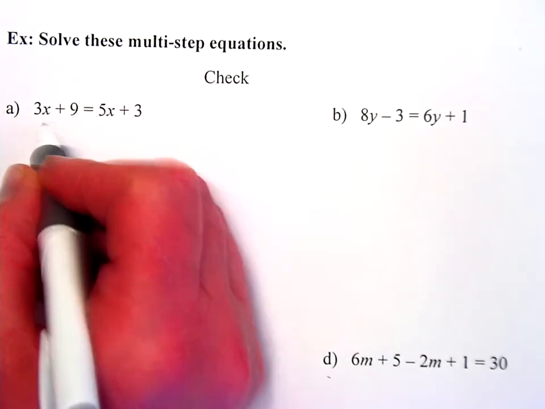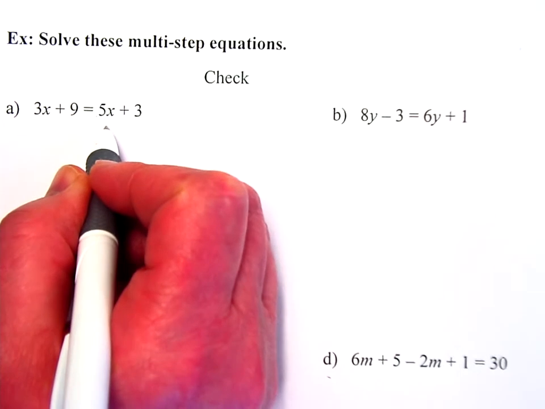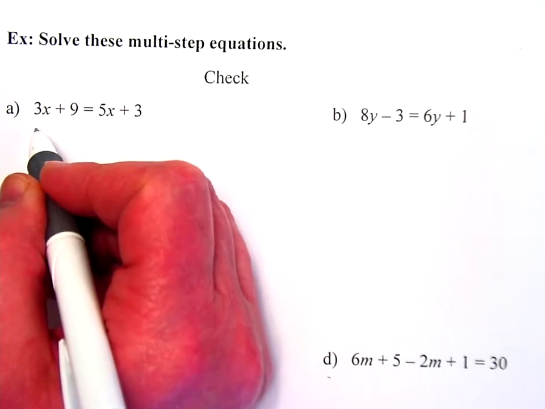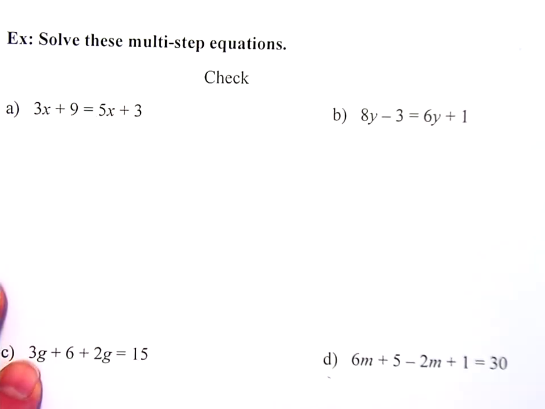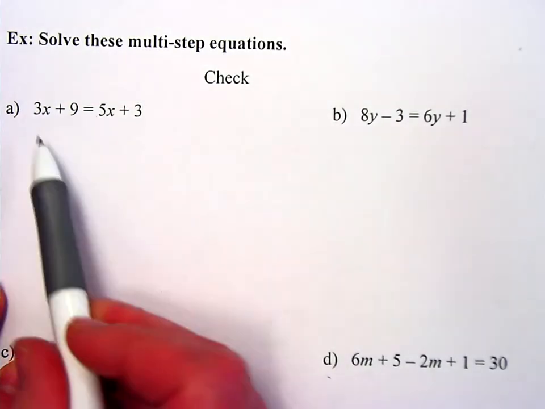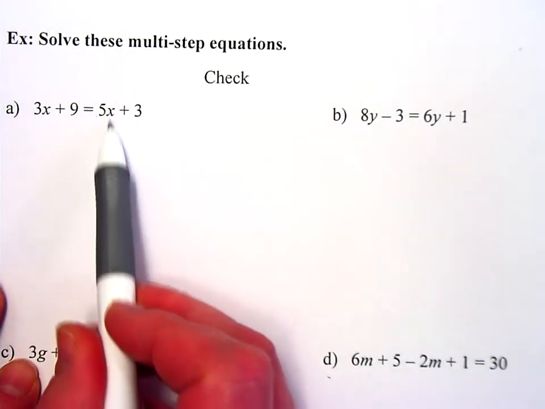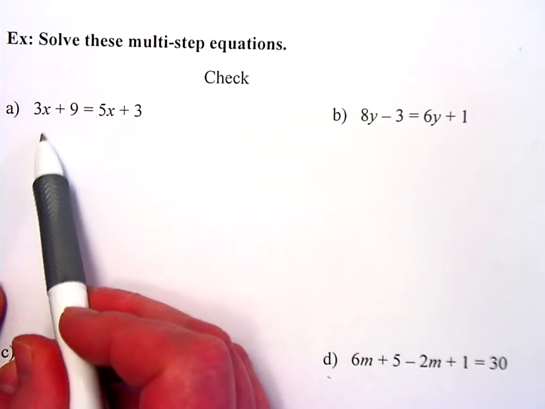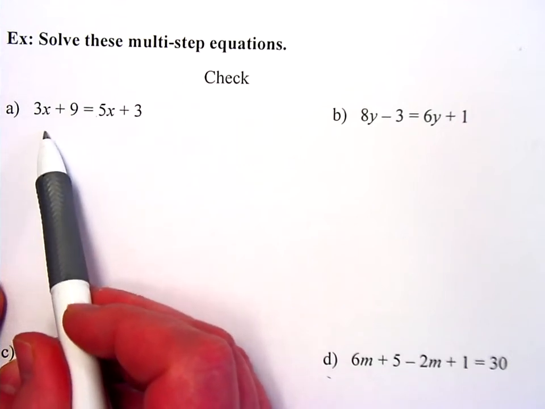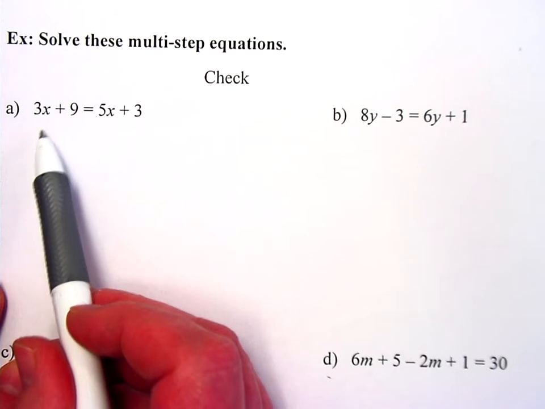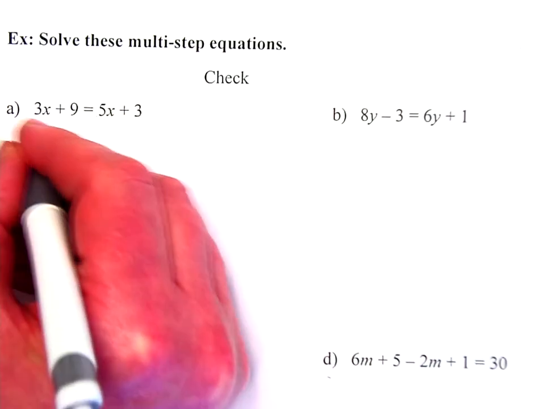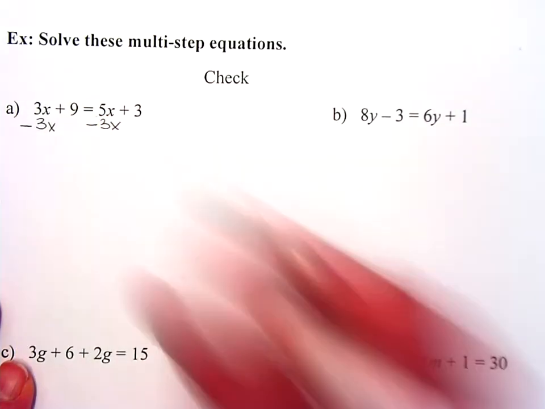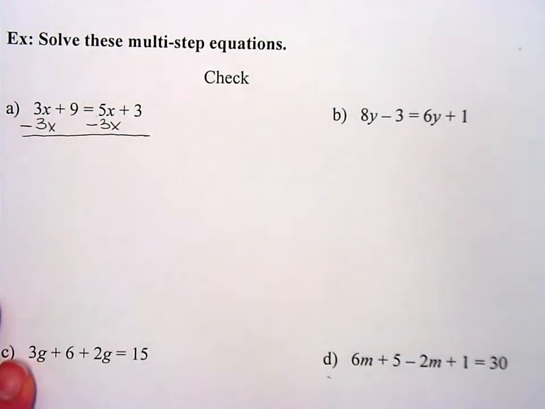I can cancel 3x by subtracting it from both sides, or I could cancel 5x by subtracting 5x from both sides. And I will choose to subtract 3x because if I subtract 3x, I will end up here with positive 2x. If I subtract 5x from both sides, I will end up with a negative 2x on that side. And I don't like to deal with negatives if I don't have to. So my first step will be subtract 3x from each side. And then I write what's left.